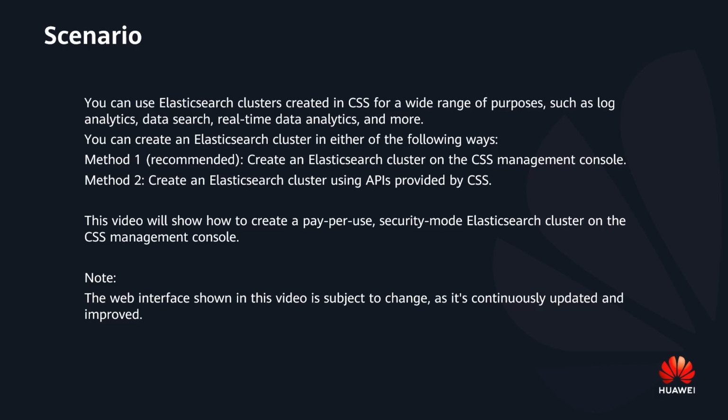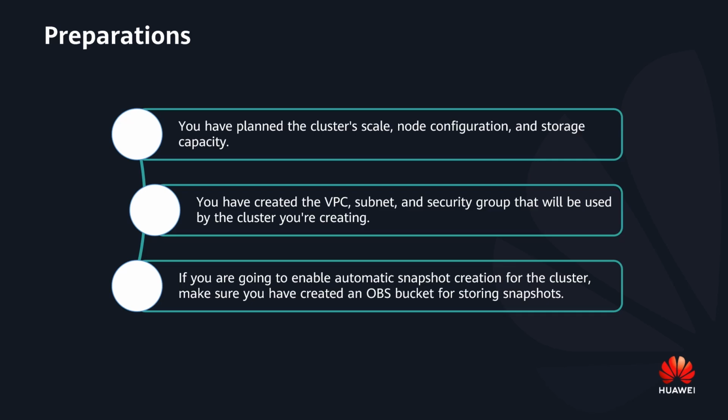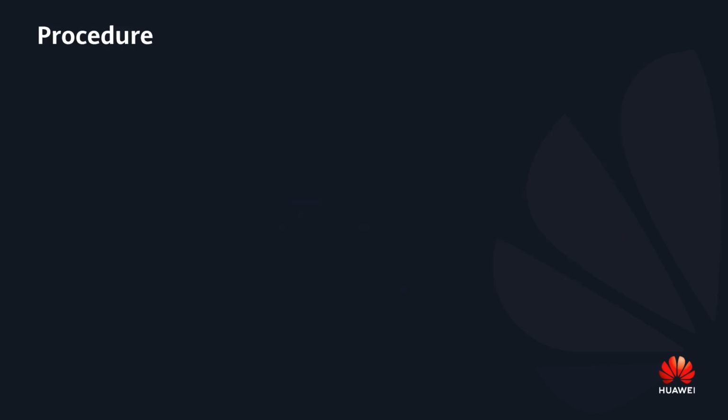Now, let's watch this video to see how to create a pay-per-use, security mode Elasticsearch cluster on the CSS Management Console. Preparations. You have planned the cluster's scale, node configuration, and storage capacity. You have created the VPC, subnet, and security group that will be used by the cluster you're creating. If you are going to enable automatic snapshot creation for the cluster, make sure you have created an OBS bucket for storing snapshots. In this video, snapshots will not be enabled for the cluster, so there is no need to create an OBS bucket. To create an Elasticsearch cluster, perform the following steps.